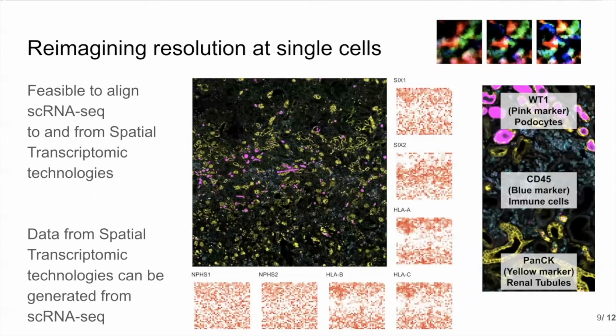So this is what happens when you align that full kidney single-cell RNA-seq to the spatial transcriptomic data set and then onto the histology. If we look at the main plot, we can see that it's of an immunofluorescent spatial transcriptomic image. When we separate those cell types by color, we notice that the immune markers are at the top, WT1 is in the middle, and PanCK is in the middle and bottom.